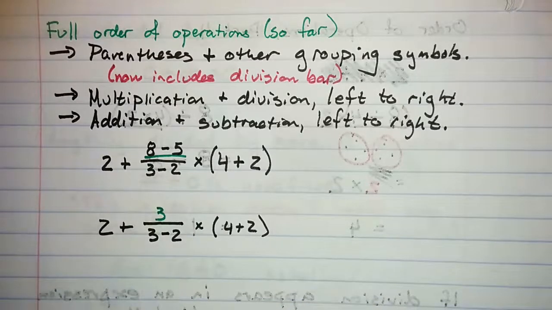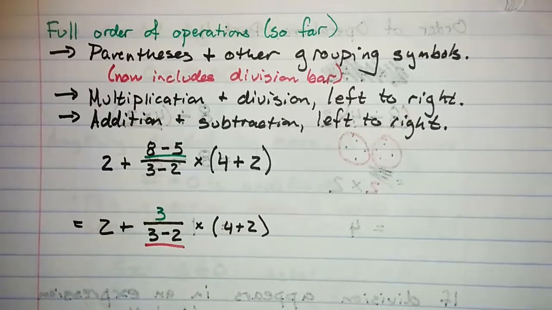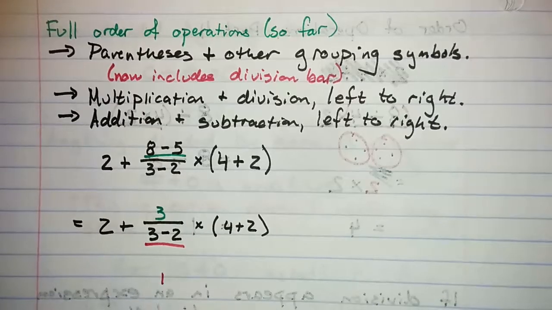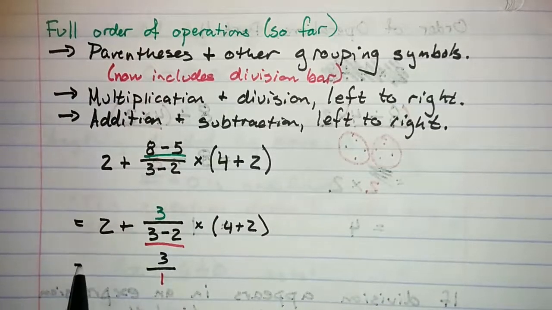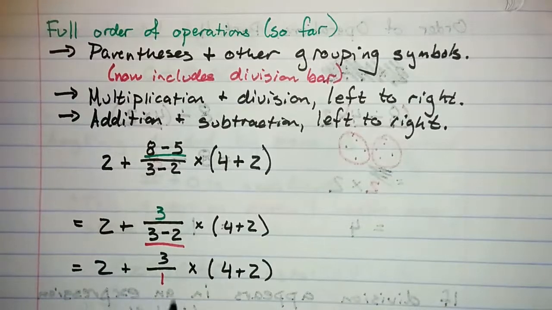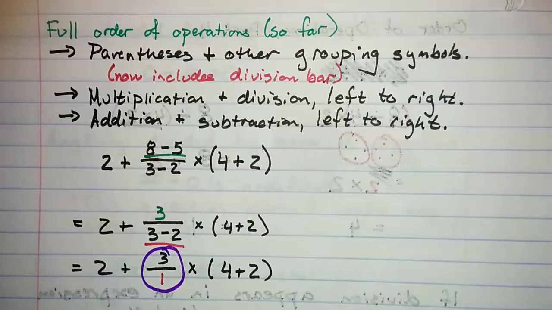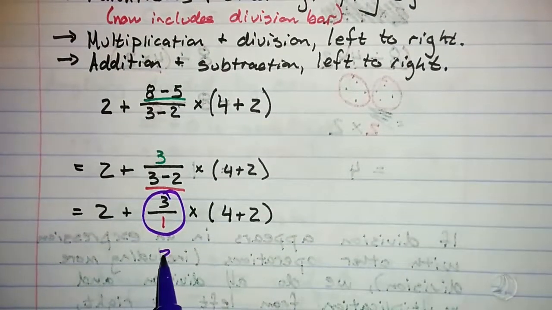And now I'm going to pick another grouping symbol, say the divisor of this division bar. I see 3 minus 2. Well, that's 1, certainly. And now I copy the rest of the problem. And now that I've done that, I can do the division represented by this division bar. Remember, that's still part of the group. 3 divided by 1, well, anything divided by 1 is just the thing we started with.